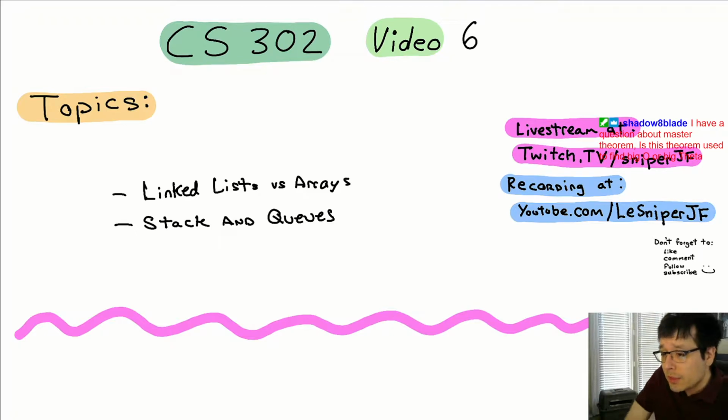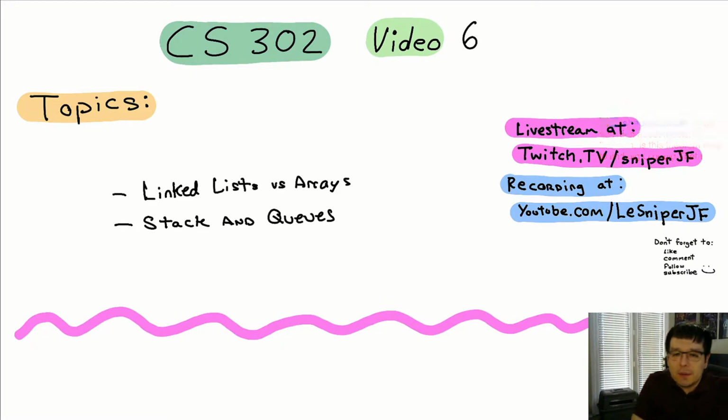I have a question about the master theorem. Is this theorem used to find big O or big theta? That's a really complicated question to answer. Technically speaking, it's big theta. However, it's also big O, because big theta includes big O.